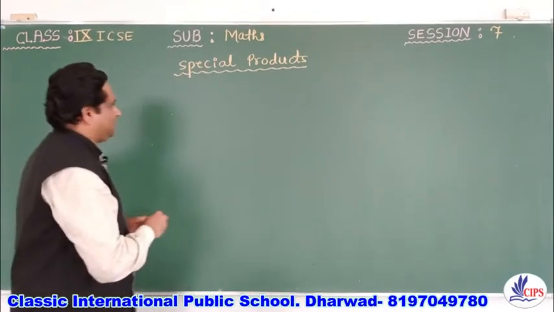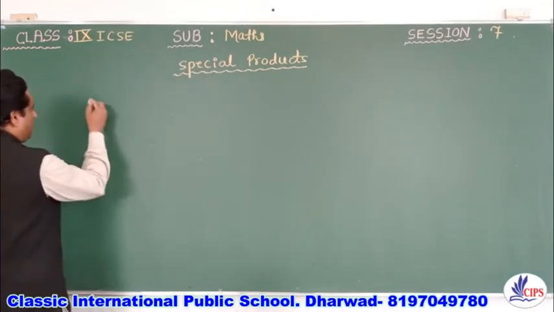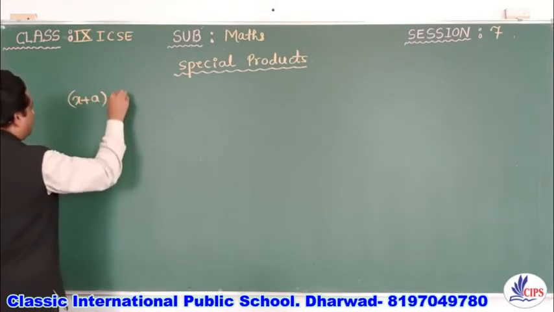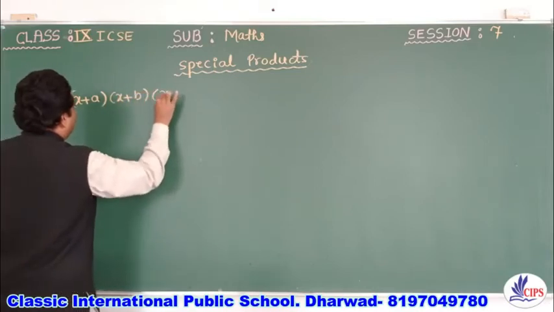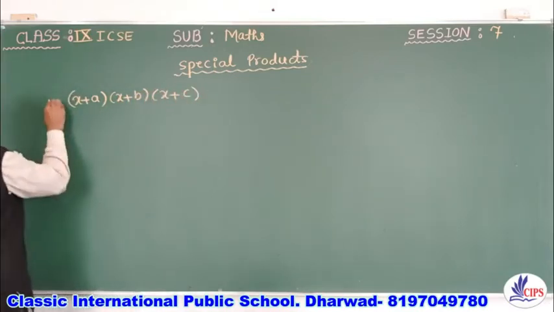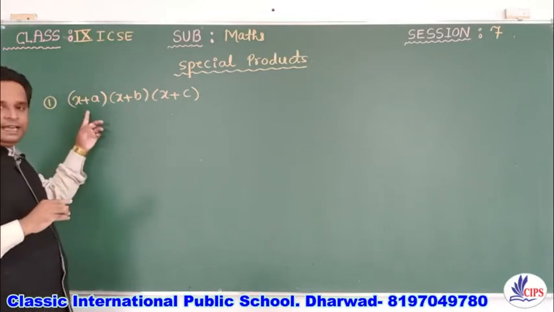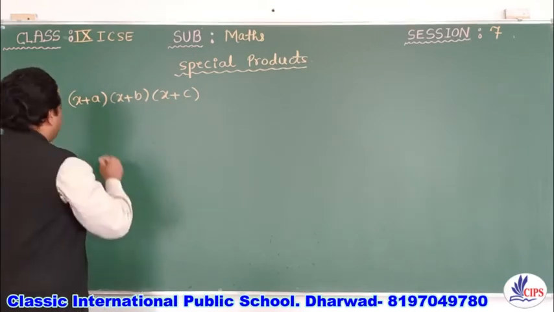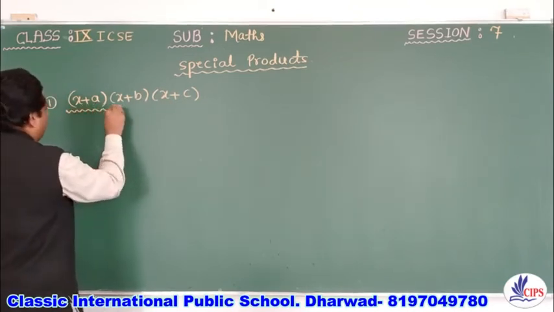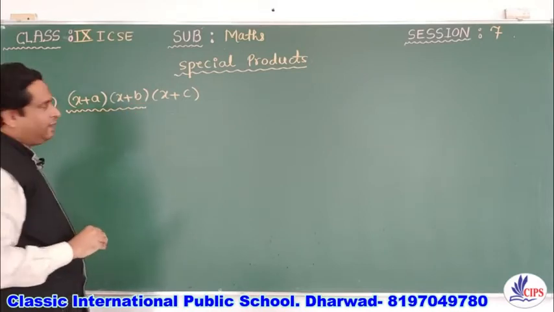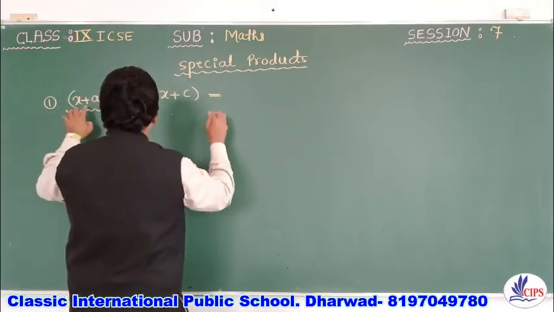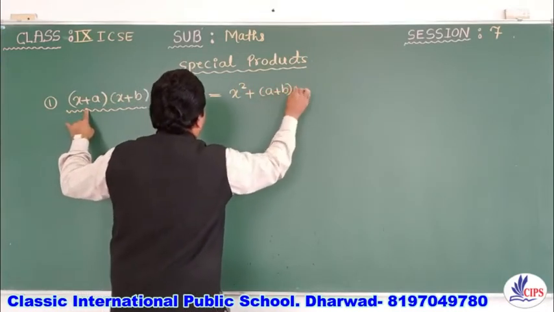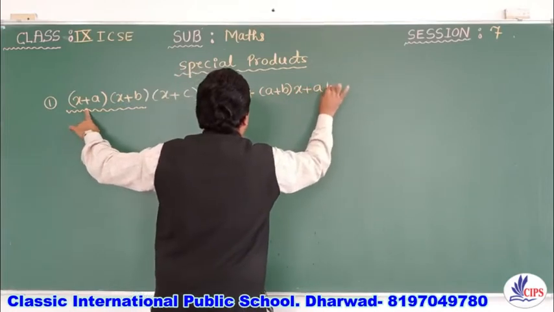Okay. Special products. I'll take the first special product, (x + a) into (x + b) into (x + c). This is the first special product, (x + a)(x + b)(x + c). Children, you already know the expansion of (x + a) into (x + b). (x + a)(x + b) is equal to x² + (a + b)x + ab.